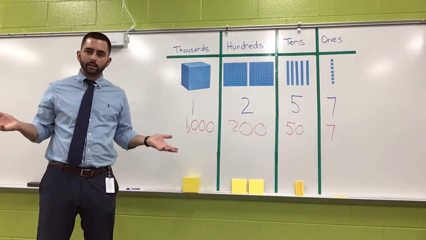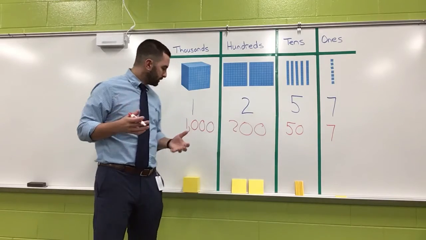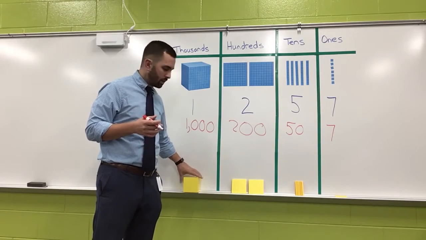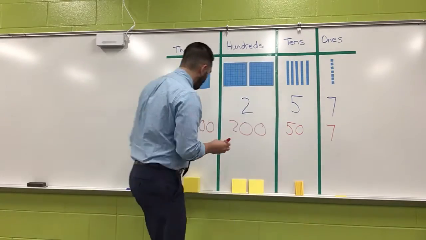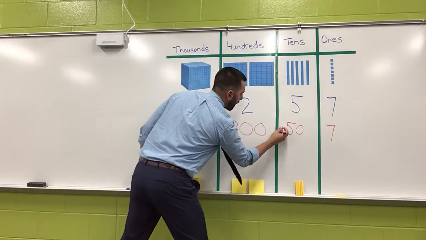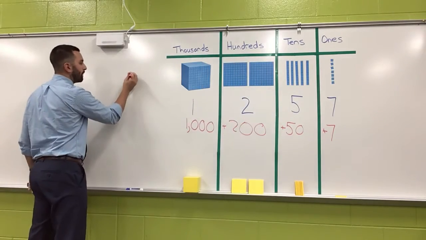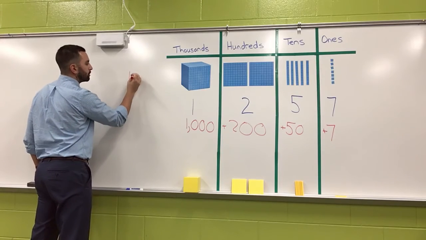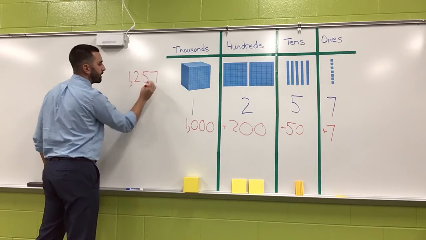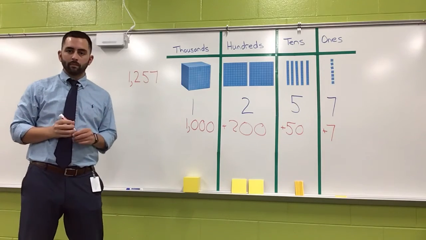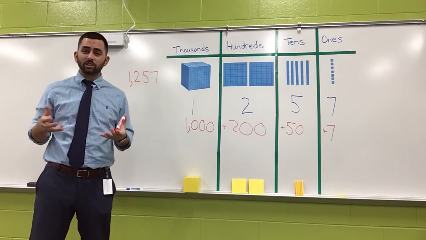All right, so what do we do with this? Well, we have our different place values, and we can put them all together. So if I added 1,000 plus 200 plus 50 plus 7, I would end up with the number 1,257.